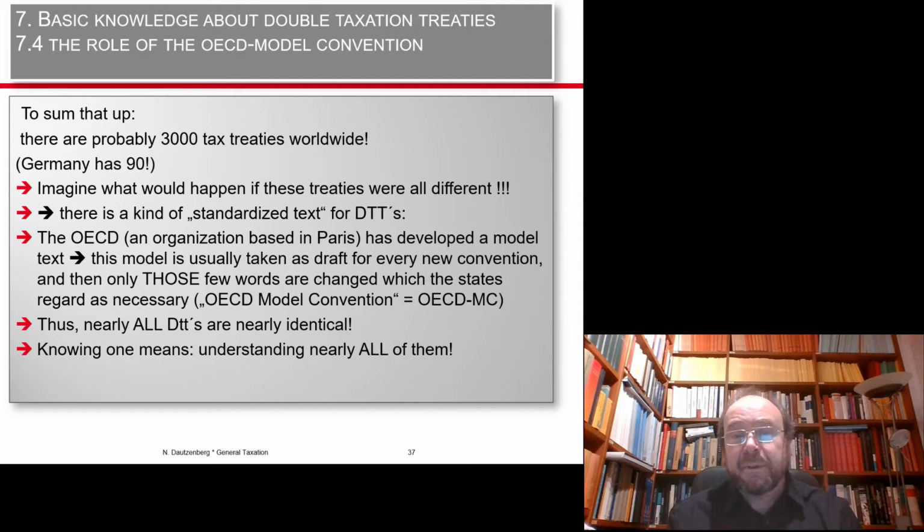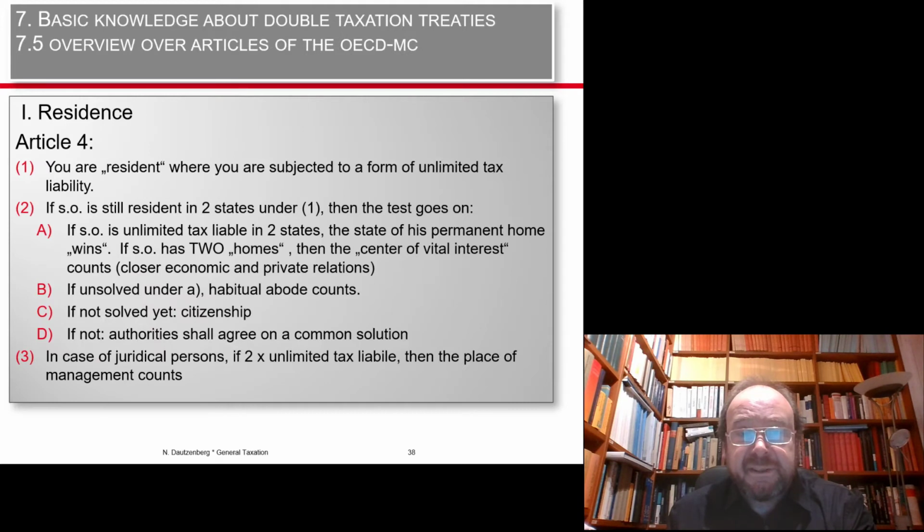And that is why people, at least at the beginning of the education, usually are only made familiar with the OECD model text, and later one goes into details with existing real conventions. So knowing the OECD model is the key to understanding nearly all of the existing double taxation treaty texts.